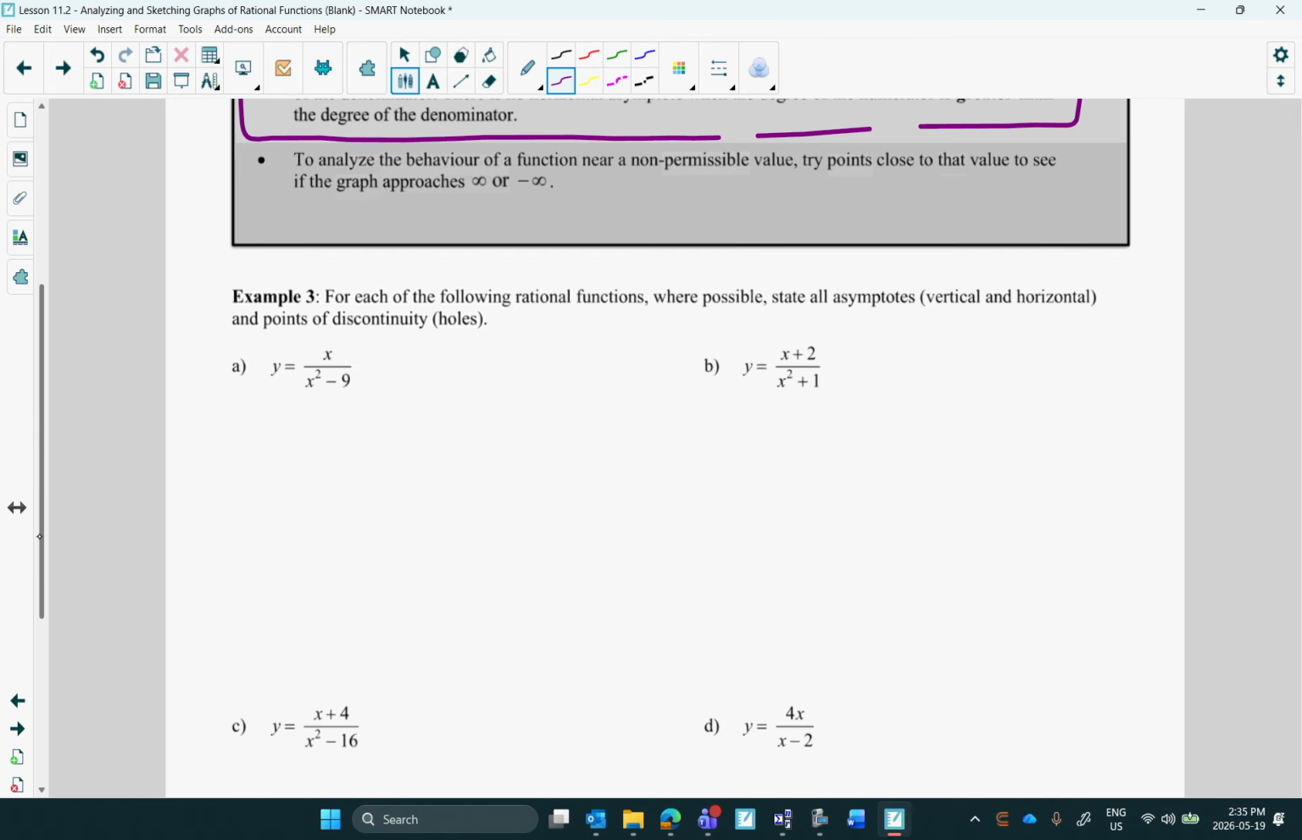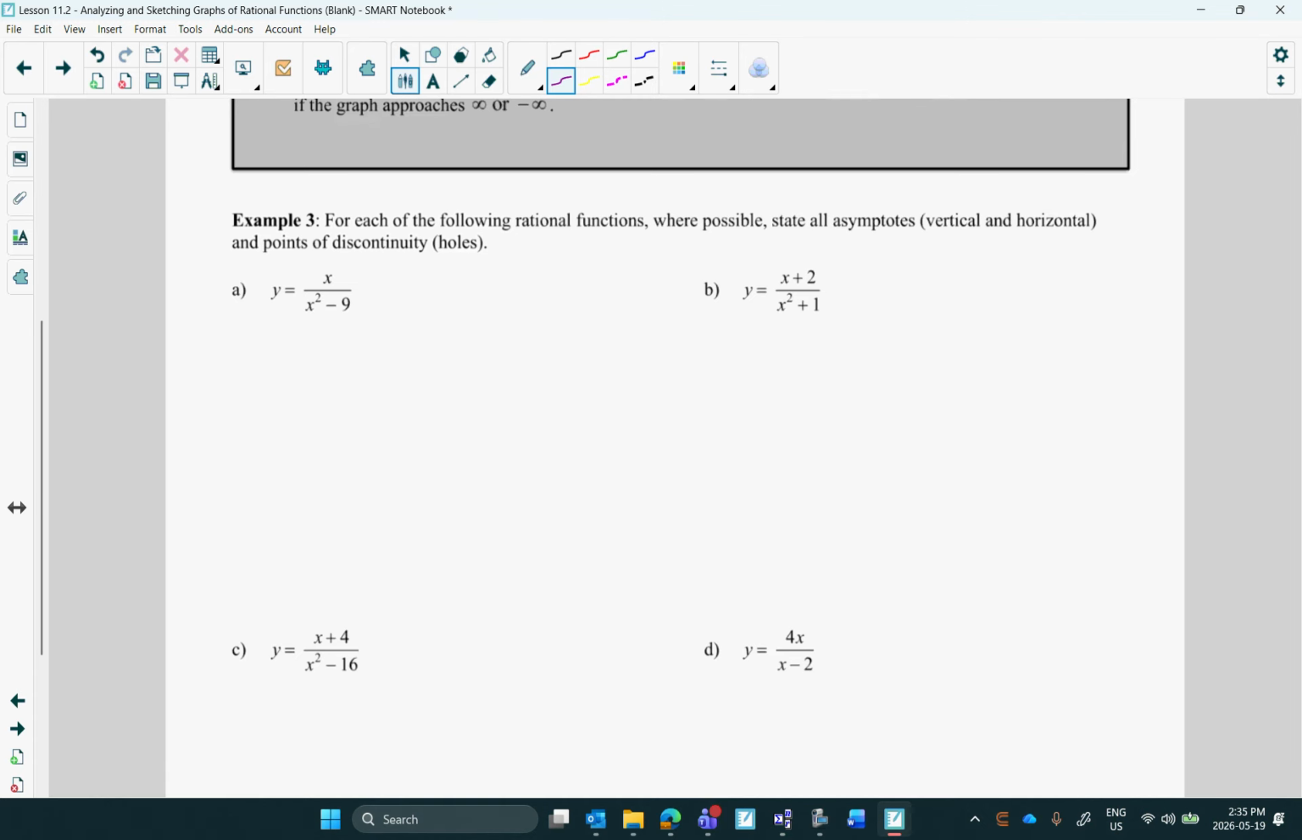So what I want to do, before we do a couple of graphs, is practice with some rational functions. And don't be surprised if you see a very similar question like this in tomorrow's exam. Okay. We're only talking about the asymptotes. So I want to know if there's a vertical asymptote and/or a hole, and I want to know the horizontal asymptote. Remember, if you can factor, do so.